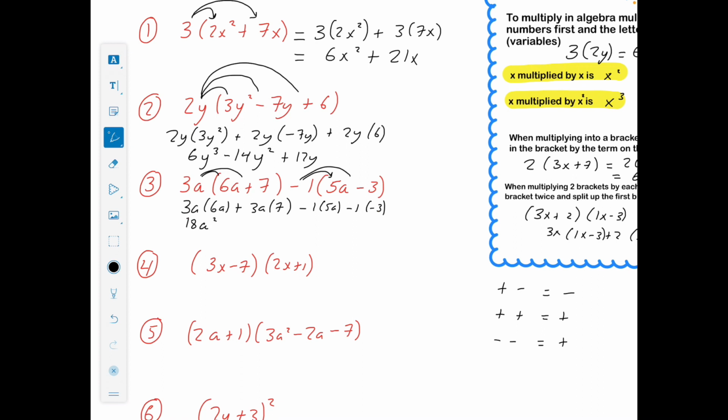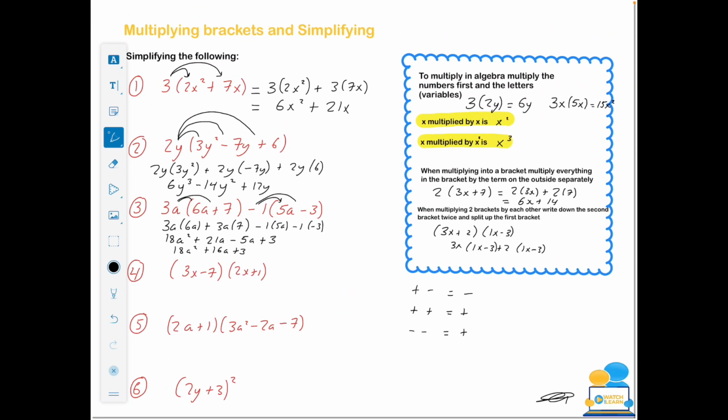Now to finish multiplying out first, we've 3 multiplied by 6, which will give me 18, and a multiplied by a is a squared, plus we've 3 multiplied by 7, which is 21a, then minus 1 by 5a will be minus 5a, and minus 1 by minus 3, be careful, 2 minuses make a positive, so that'll be plus 3. I can actually simplify this a little bit, so that'll be 18a squared, 21a minus 5a, that'll be plus 16a, plus 3.